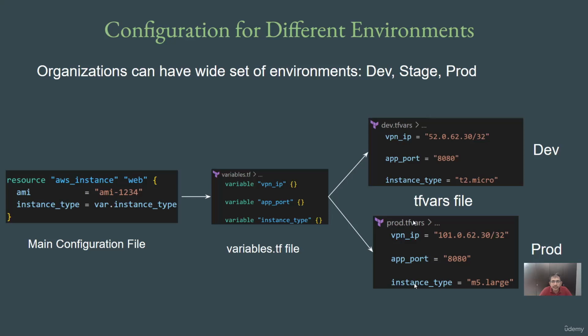Now, one thing that you will see is that the value associated with a variable in the dev.tfvars and the prod.tfvars are different. For example, the VPN server IP is different across development and production environments. Along with that, the instance type is also different. In the development environment, you are using a smaller instance type. In a production environment, you are using a larger instance type.